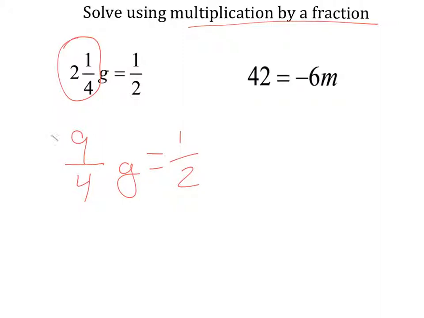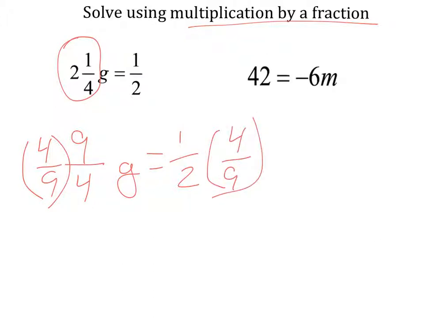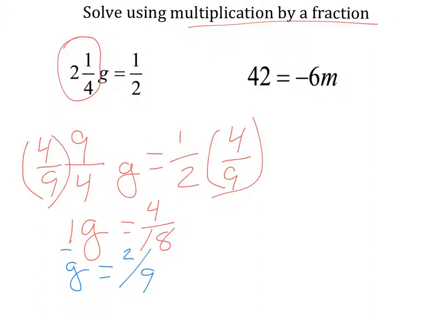Now, any number times its reciprocal is always 1. So in this case, I'm going to use the reciprocal of 9/4, which is 4/9. And what I do to one side of the equation, I need to do to the other. In this case, I'd get 36 over 36, which is really just 1g. And that's going to equal 4/18. Typically we don't write the 1 in front, so we're going to have g. And then the 4/18 we need to simplify to 2/9. And our final answer is g equals 2/9.